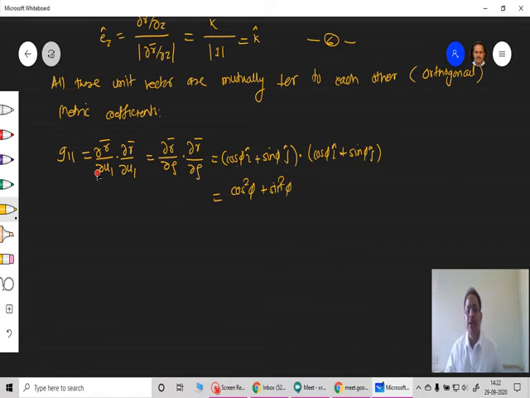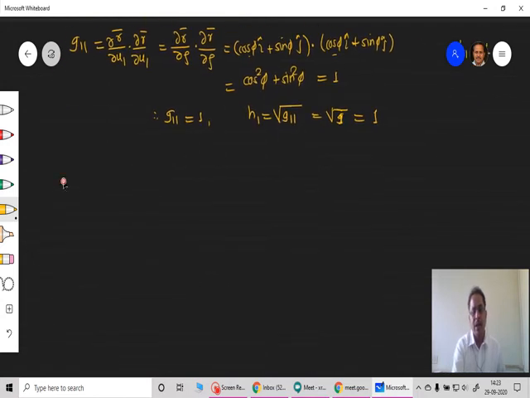So product of this and this, cos square phi into i cap dot i cap is 1. Similarly sin phi into sin phi, sin square phi into j cap dot j cap is 1. So that is simply 1. So I got this G11, first metric coefficient, is 1, and I know the relation between scale factor and the metric coefficient: H1 is given by root of G11, that is root of 1, and therefore my H1 is simply equal to 1.